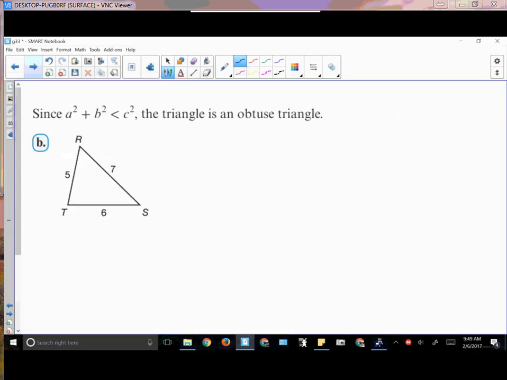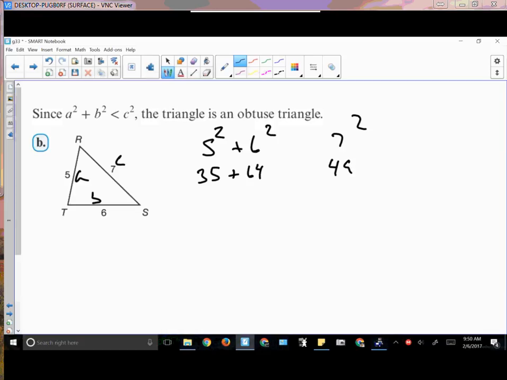So, let's try this one. See how this one turns out. Again, the two smaller sides should be A and B, and that's got to be C. Well, they say that this one's obtuse. Is it less than? No. So we've got 5 squared plus 6 squared and 7 squared. 35 plus 64 and 49.